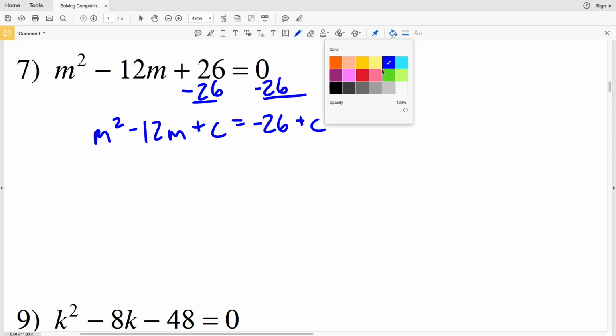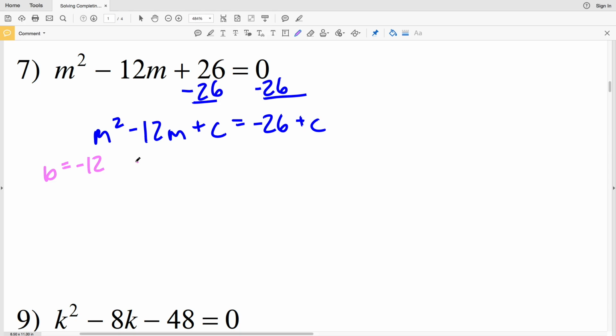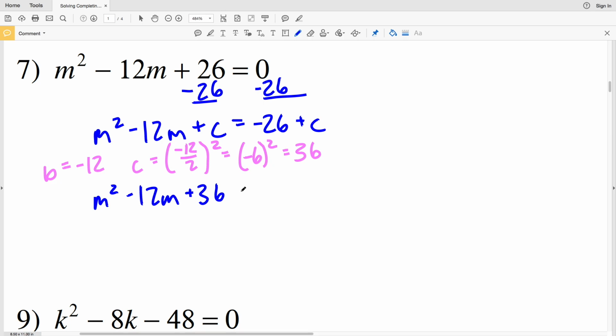Now, in order to complete this square, I'll see that my b value is a negative 12, so that means my c value will equal negative 12 over 2 squared. Negative 12 over 2 is a negative 6, and when I square that, I'll get a positive 36. So I'll have m squared minus 12m plus 36 equals negative 26 plus 36.